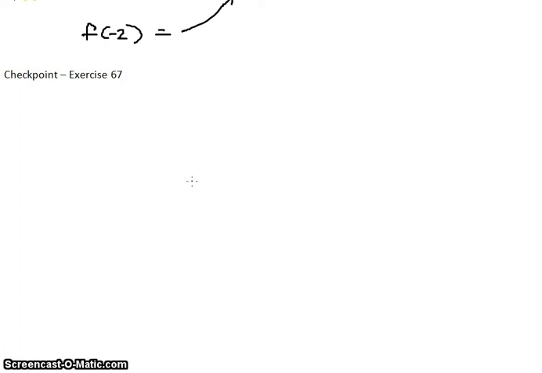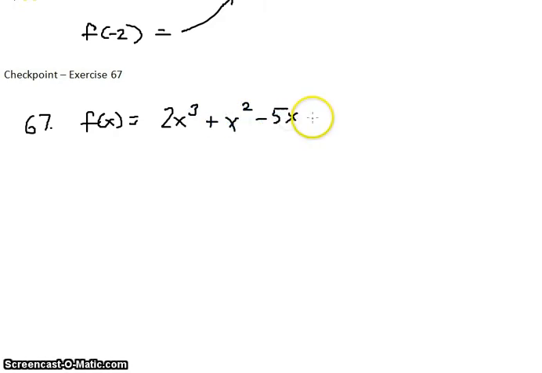Now 67, it says to verify the given factors of the function and find the remaining factors. So what I'm going to do is verify that these are factors and then find the remaining factors. So 67, our function is 2x cubed plus x squared minus 5x plus 2. And it's given me two factors, x plus 2 and x minus 1.